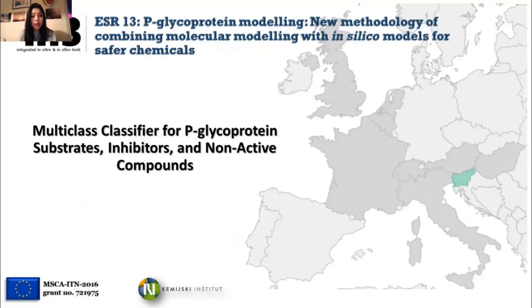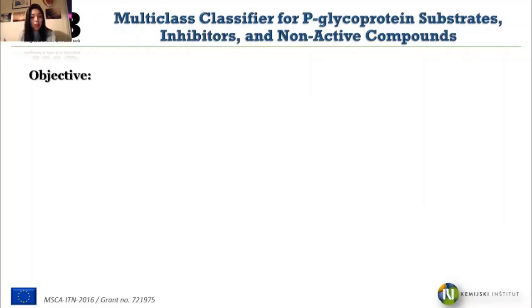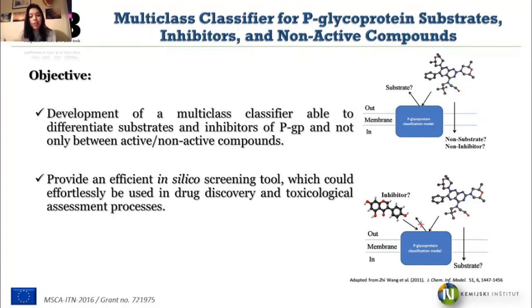So the first part of my work consists in the development of a classification model of PGP interacting compounds. The objective of this work was to develop a multi-class classifier able to differentiate between substrates and inhibitors, and not only between active or non-active compounds. Also, another objective was to develop an efficient in silico screening tool which could be used without much effort in drug discovery and toxicological assessment processes.